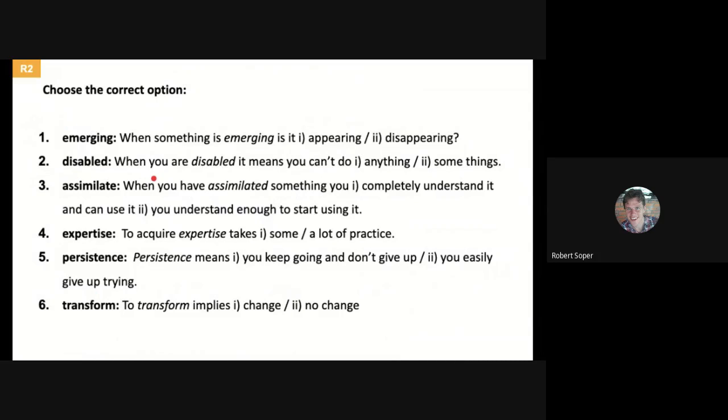We're going to be doing the same with each of these other sentences, just choosing the correct option. So pause the video and see if you can do that in a couple of minutes, and then restart the video when you're ready.